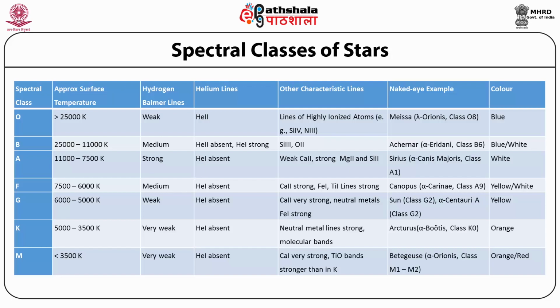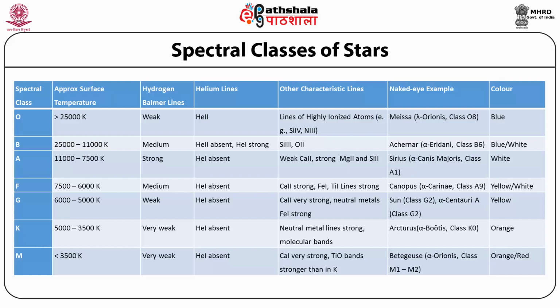The next one is the K spectral class, having 5000 to 3500 Kelvin. The hydrogen lines are very weak. He1 are absent. Neutral metal lines are strong, along with molecular bands. The naked eye example is Arcturus, Alpha Bootis, class K0. Color is orange. The last class of spectral line is M, having a temperature range less than 3500 Kelvin, having very weak hydrogen Balmer lines.